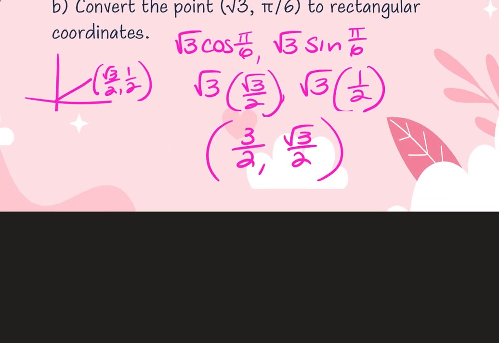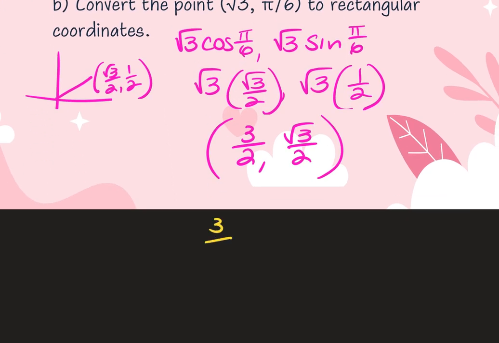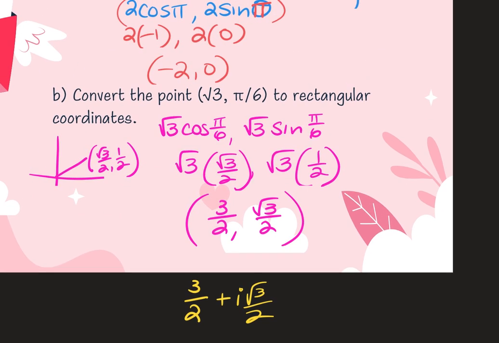If it was complex, it would be 3/2 plus i√3/2. That's the only difference, that it puts it into an expression, and the second one gets the i. Daniela, how'd you get the radius? It gave it to you. This is r. So if it starts in polar, the first number is your radius.